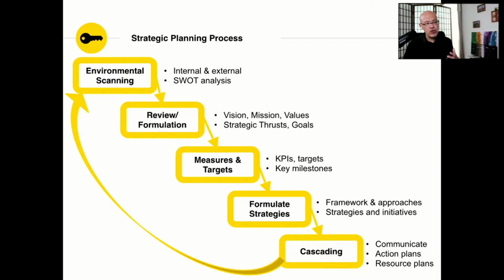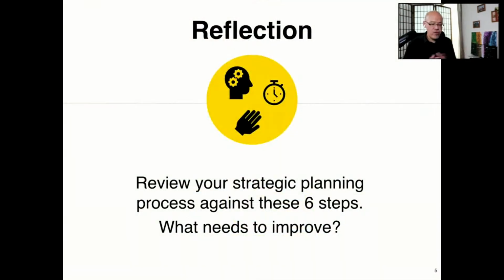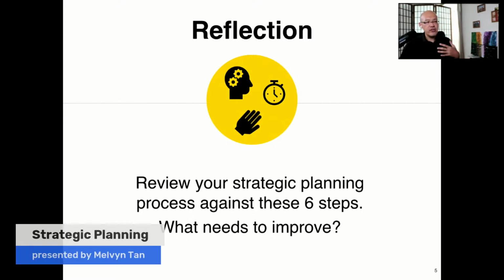process for strategic planning. The task that I have for you here is that I'd like you to review your strategic planning process, the one that you currently have. I'd like you to review it against these 6 steps and perhaps identify one or two things that you can improve upon in your strategic planning process. Right? Once you've done that, I will see you in the next video.